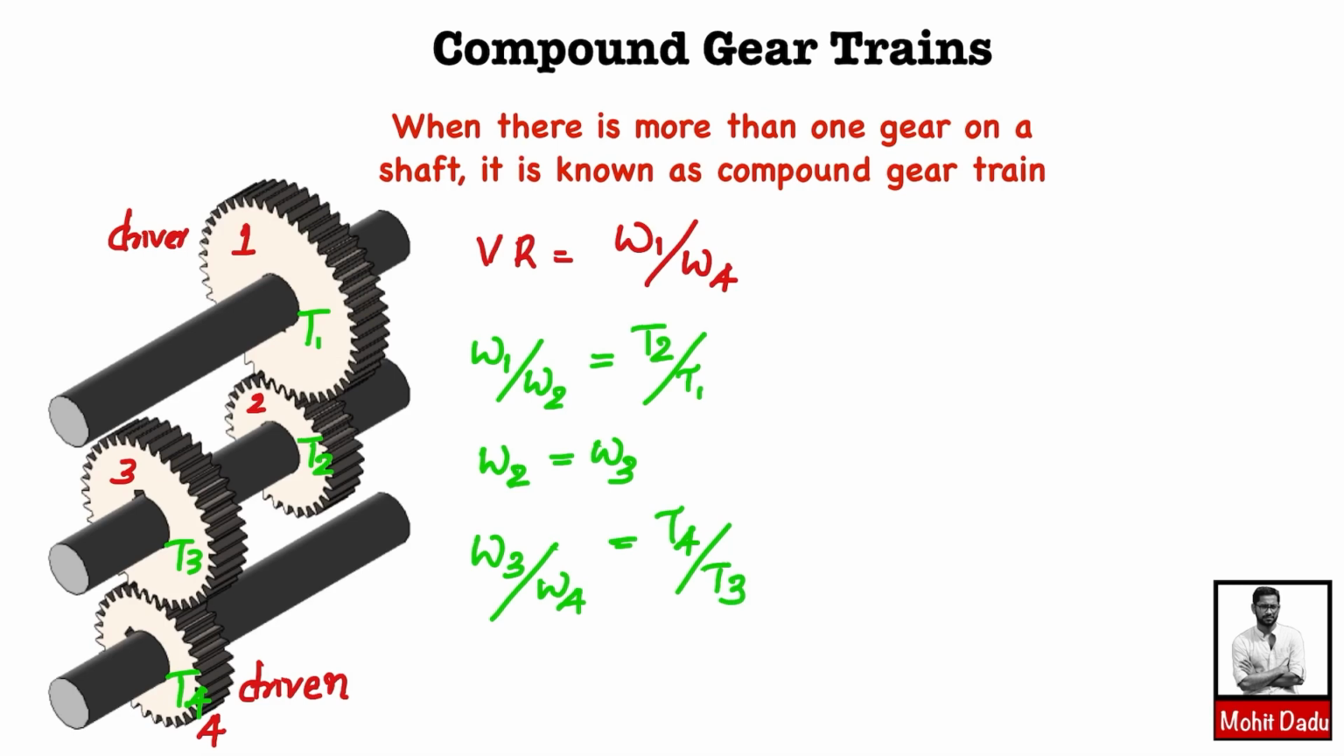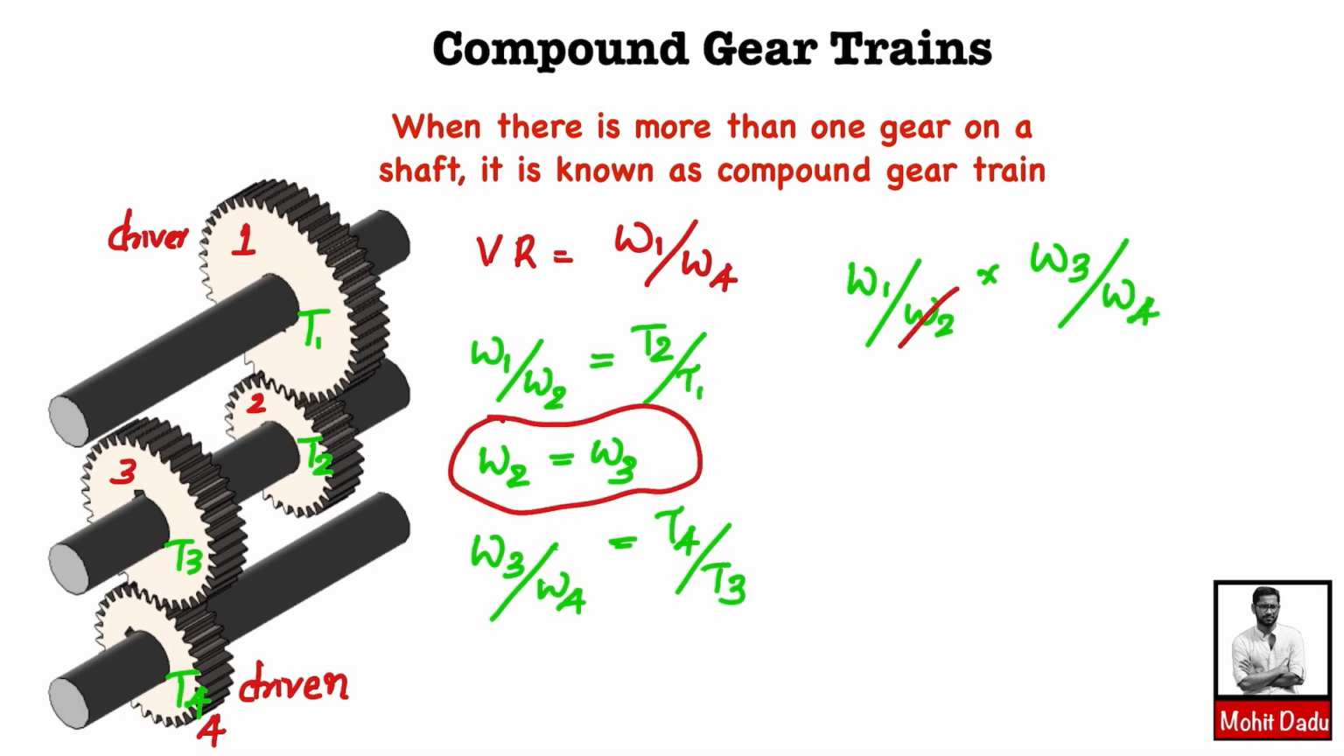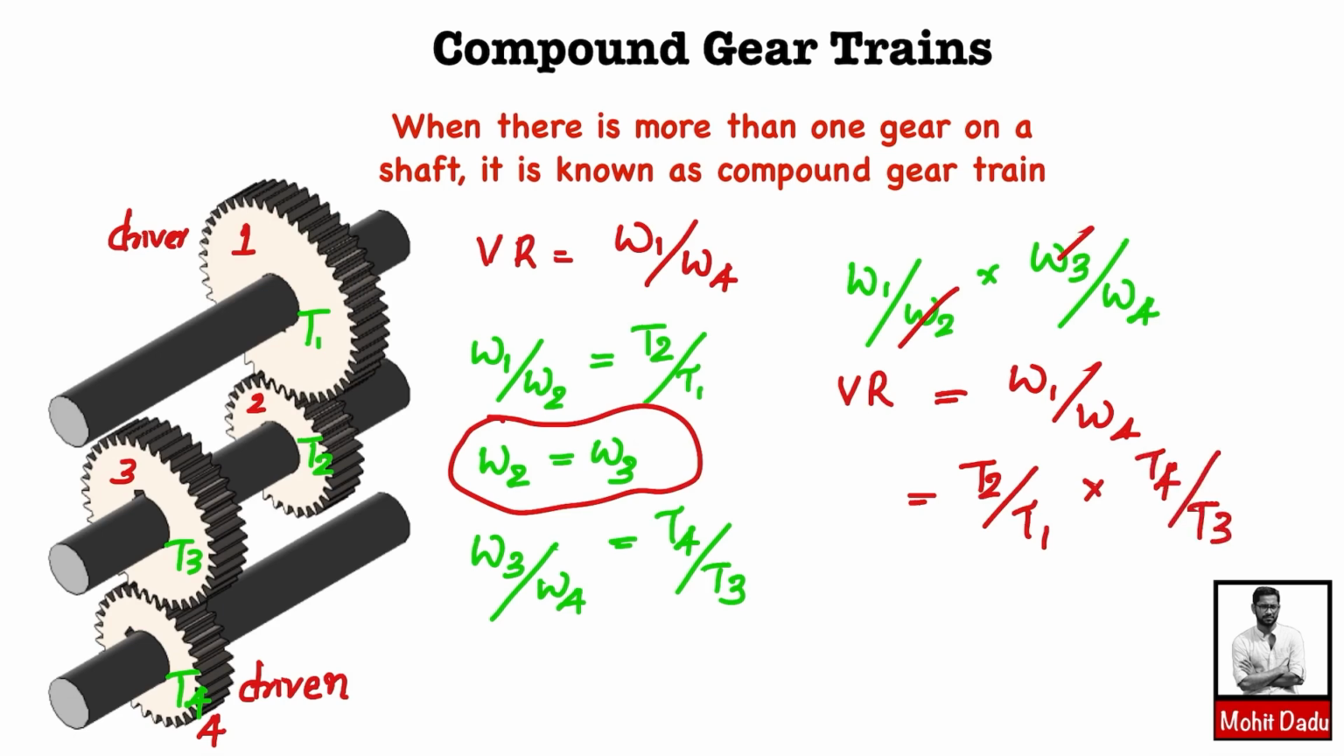If you multiply omega 1 by omega 2 into omega 3 divided by omega 4, since omega 2 is equal to omega 3, these terms get cancelled, and finally you get omega 1 by omega 4, which is known as the velocity ratio. For this, you can substitute T2 by T1 for omega 1 by omega 2, and T4 by T3 for omega 3 by omega 4. So this is the expression for the velocity ratio of a compound gear train.